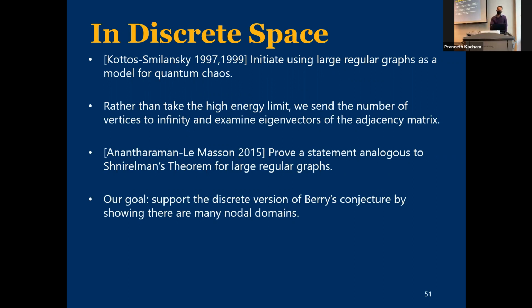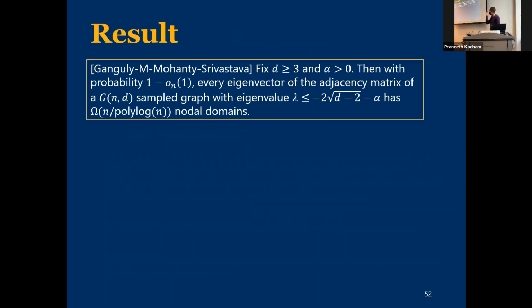All right. So it's now about halfway through the talk, probably a good time to present the theorem that we actually show. What we show is that we fix the degree of the graph and we fix some value alpha. Then with high probability, every eigenvector of the adjacency matrix of a random regular graph with sufficiently small eigenvalue has an almost linear number of nodal domains. So we have this condition on the eigenvalue. This is at the very bottom of the spectrum.